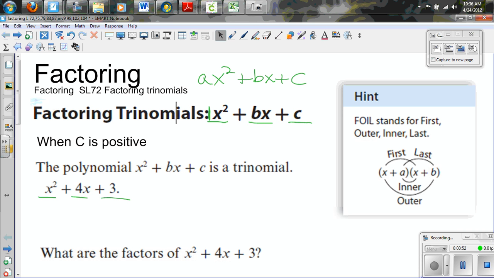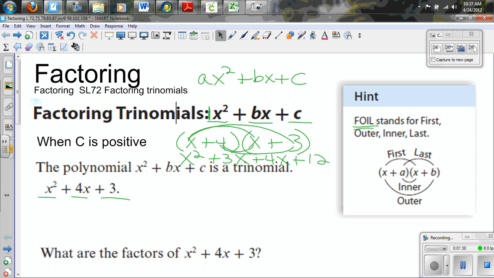Now let's talk a bit about factors, because when we have factors like x plus 4 and x plus 3, we know how to use the distributive property, or FOIL, first, outside, inside, last, if you recall. We know how to use FOIL to turn that into something that looks like a trinomial. We multiply x times x, that's x squared, and then x times 3, that's plus 3x, and then 4 times x, that's 4x, and then 4 times 3, which is 12. And so we get x squared plus 7x plus 12.